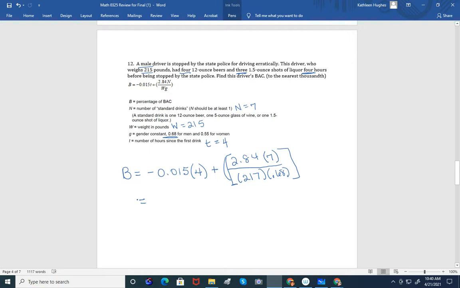So we just need to use our calculator. Negative 0.015 times 4. This part is basically telling you how much has had time to get out of the system. So he's gotten a little out of his system, but not near as much as what he's put in. 2.84 times 7 divided by 2, 17.68. This is 0.13. They said to round to the nearest thousandth, so 0.135.